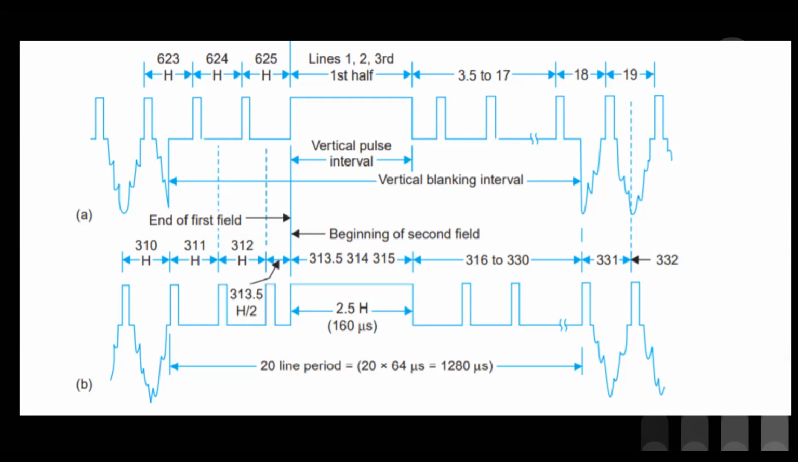So this brings us to a shortcoming of this waveform. The horizontal sync pulses are available both during the active and blanking line period, but no sync pulses are available during this 2.5 line vertical sync period. So the horizontal sweep oscillator operates at 15625 hertz, so that would tend to lose synchronization during the vertical sync periods.